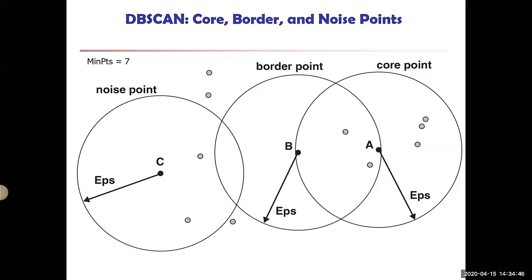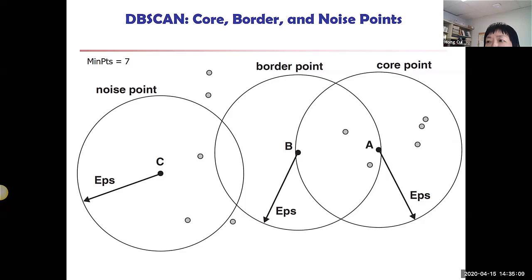Okay, so if we pick the core point A, for example, then I see that there are at least a minimum number of points within the distance. Then find the next core point. I remove the points that I have already. No.